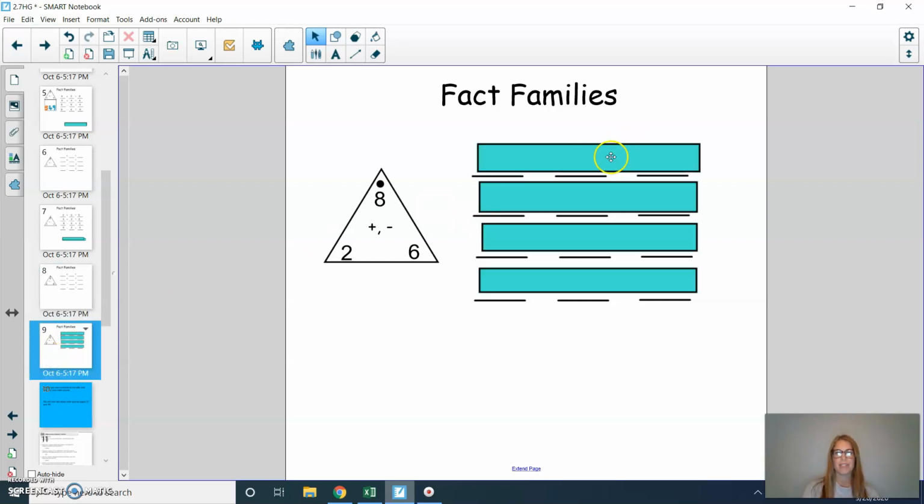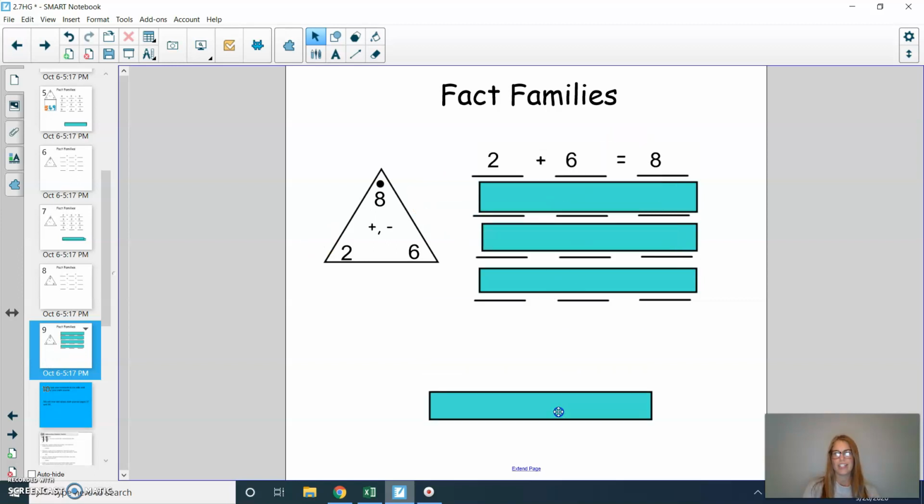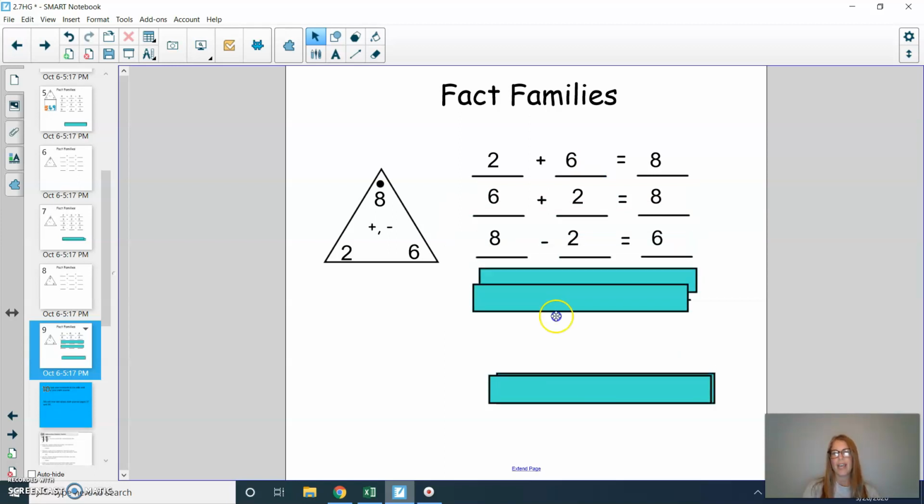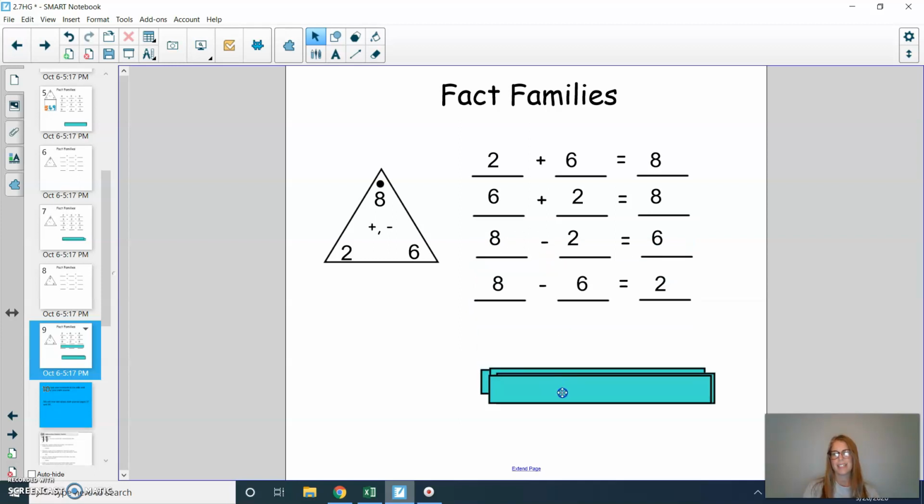All right, I had 2 plus 6 equals 8. Then the turnaround fact, 6 plus 2 equals 8. And then I move to subtraction. 8 minus 2 equals 6, and 8 minus 6 equals 2. If you want more practice with fact families, you can make up some more problems on the side.